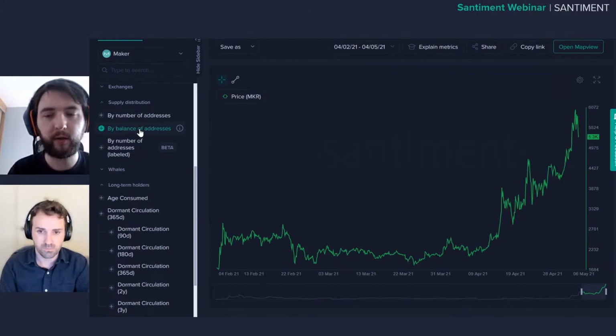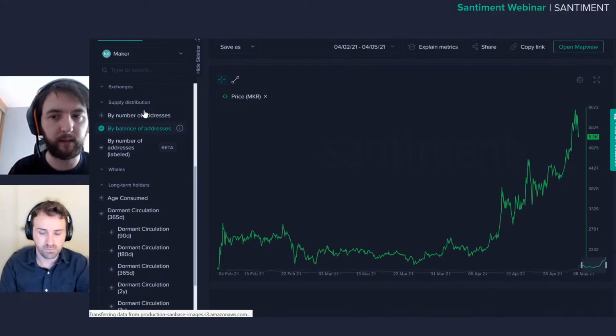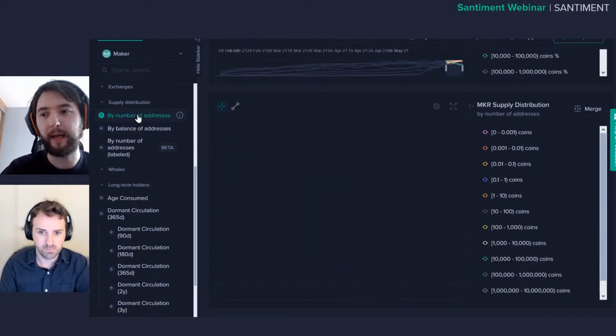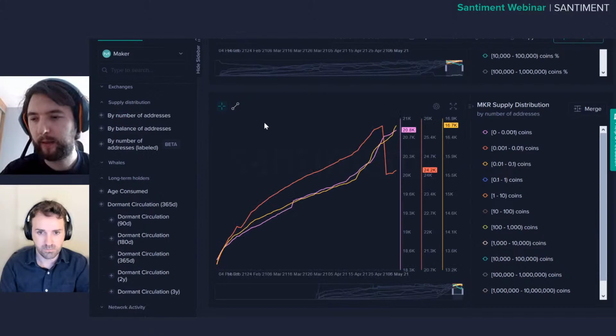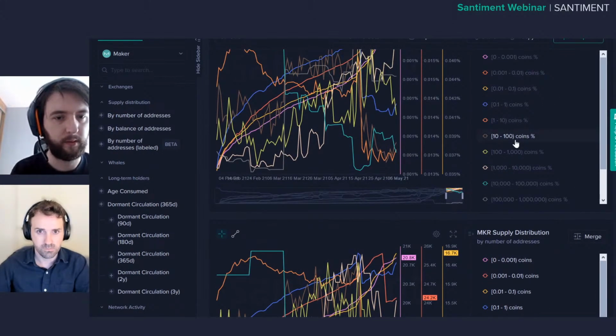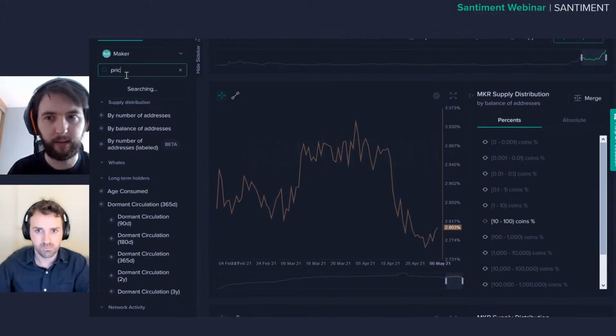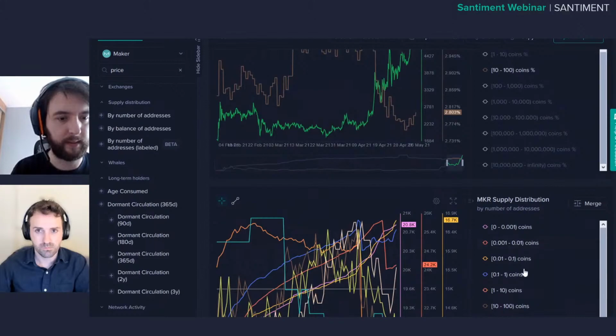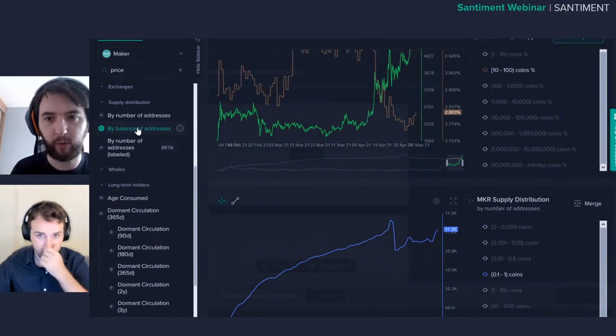So I'm going to be focusing on these two groups of metrics in particular: supply distribution by balance of addresses and supply distribution by number of addresses. And we're going to look at, there we go, deselect all of these categories and only select one of them and add the price of the coin in question.